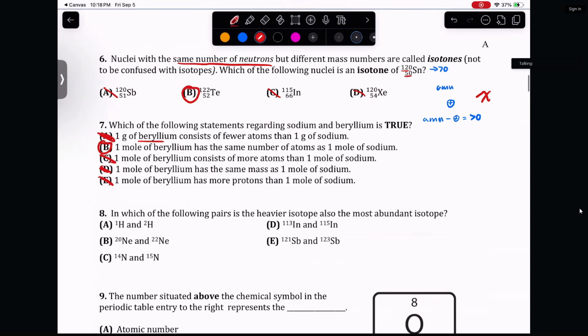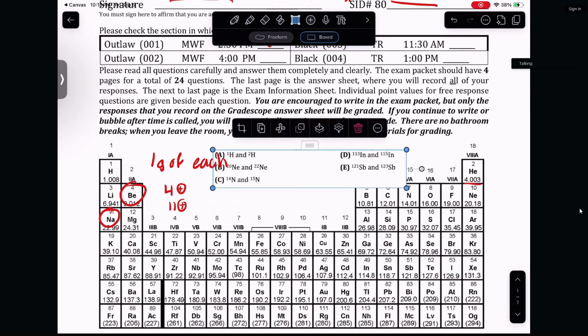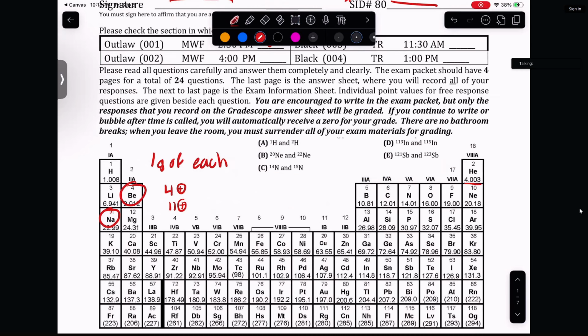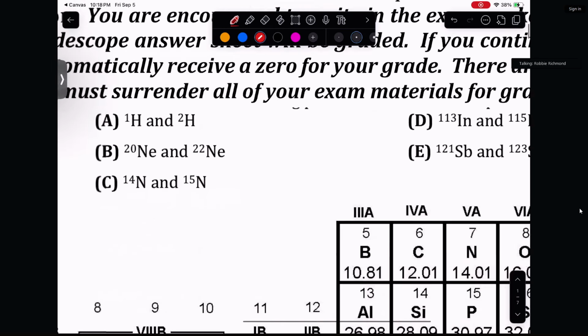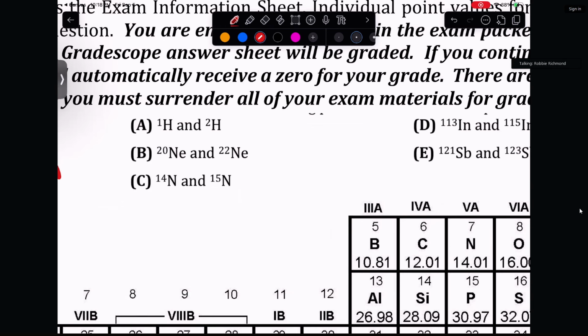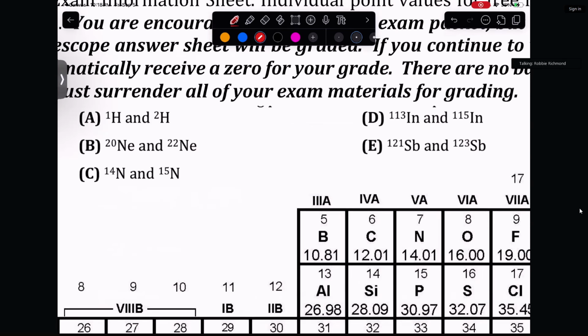Cool. In which of the following pairs is the heavier isotope the most abundant isotope? I'm going to take a little screenshot of these answers, and we're going to go right back to our handy dandy periodic table. Alrighty. So just to unpack this, let's just say for boron, we have boron 11 and boron 10.